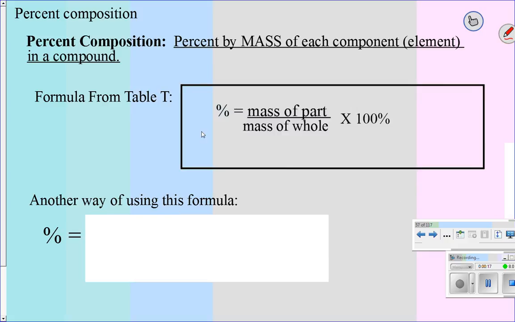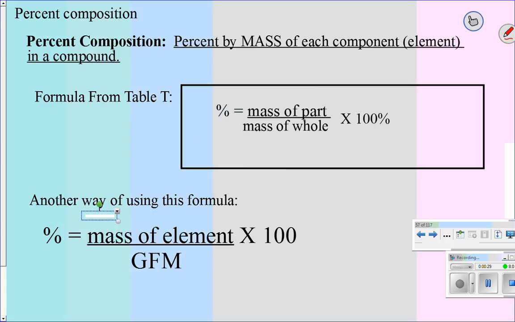this equation. If you look at your percent composition formula, it says percent equals mass of part over mass of whole times 100. We can actually rewrite this a little bit to be a little bit more specific for what we're doing.